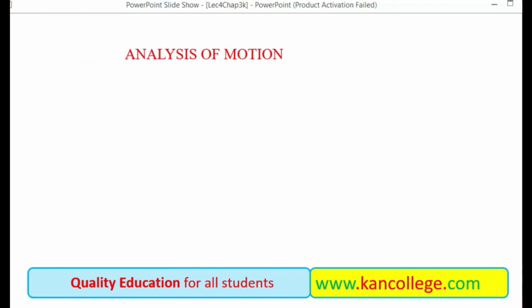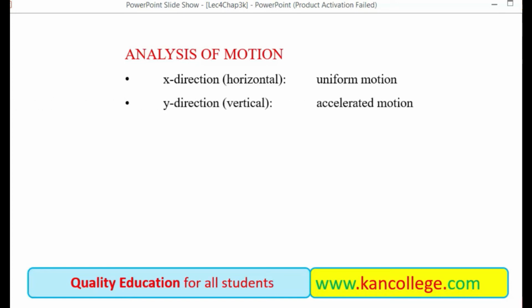From this analysis of projectile motion, we see that along the x-axis, the motion is uniform motion with uniform speed, but along the y-axis, there is an accelerated motion. From this analysis, we can also describe that we performed this motion under the assumption that there is no air resistance.